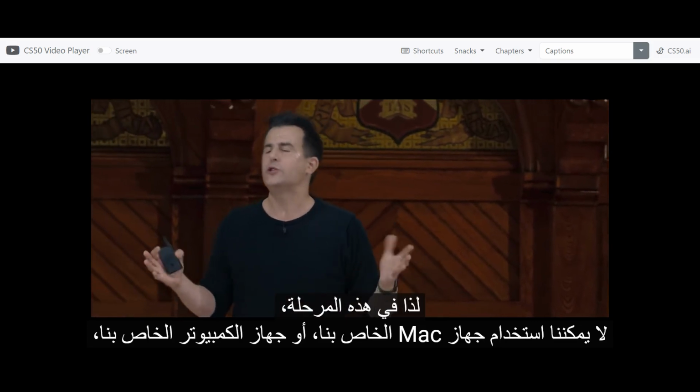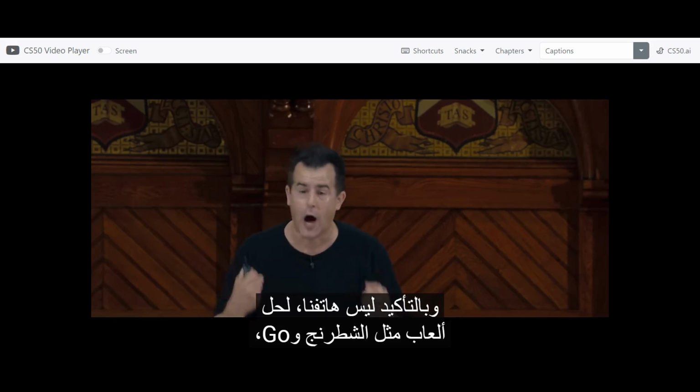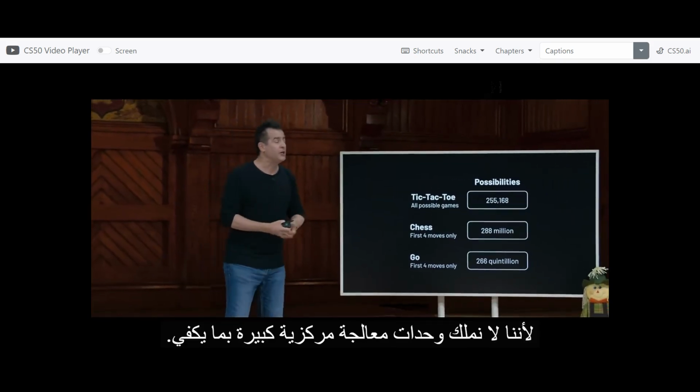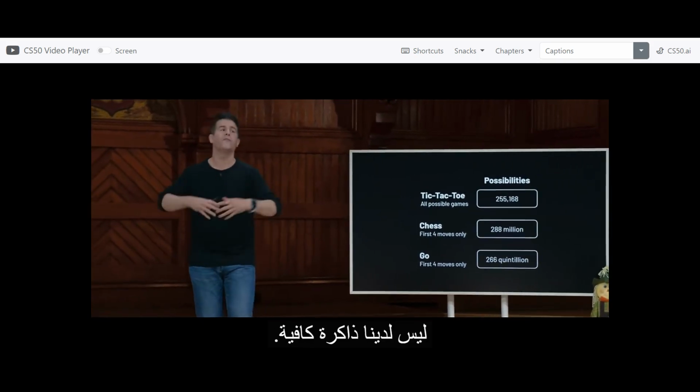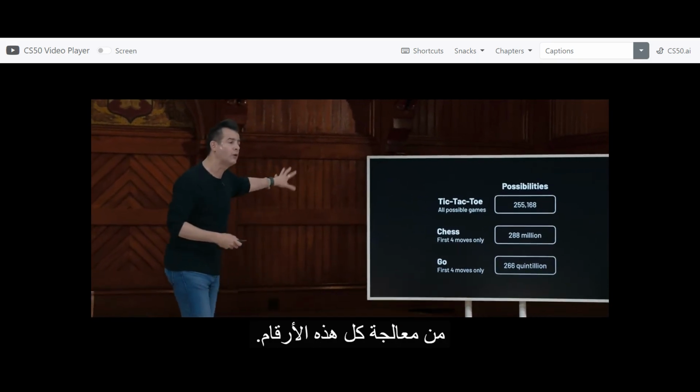So at this point, we just can't pull out our Mac, our PC, certainly not our phone, to solve optimally games like chess and Go, because we don't have big enough CPUs. We don't have enough memory. We don't have enough years in our lifetimes for the computers to crunch all of those numbers.